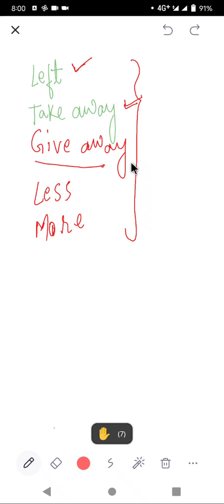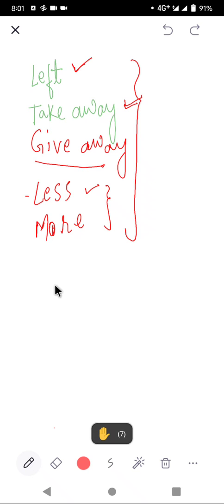If you give away something, then you also perform subtraction. If you have to find out how many less something is, then you need to perform subtraction. Less and more, in this we have to compare. When we compare something, then we use these words, less and more.